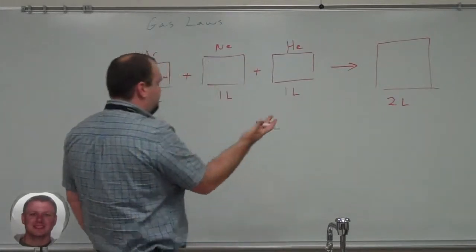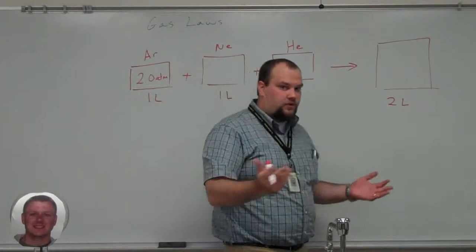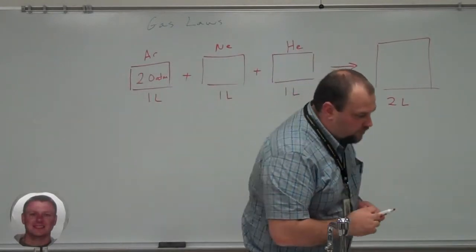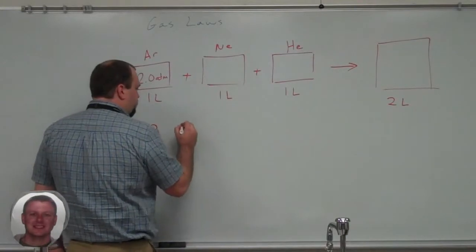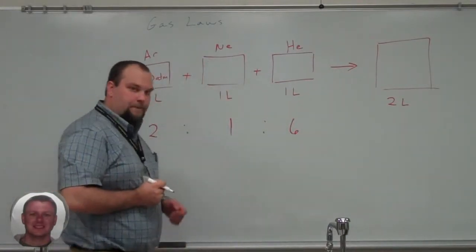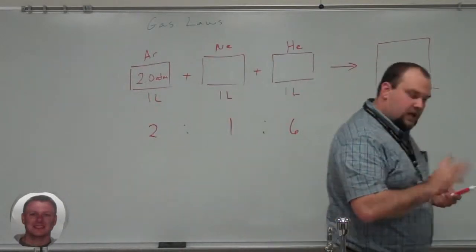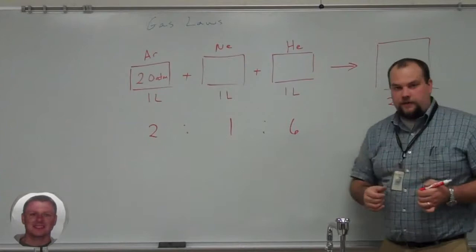Well, obviously you can't do it yet, right? Because you only know 1 pressure. I know that's going to be more than 2 atmospheres, but I don't know how much more. So I tell you that the ratio is 2 to 1 to 6. Okay? So it's a 2 to 1 to 6 ratio. Take a moment, pause the video, try and calculate it. See what you think.